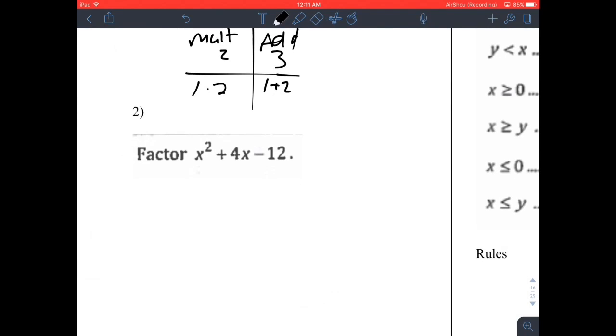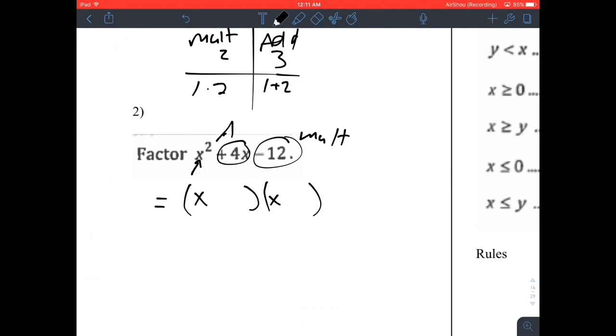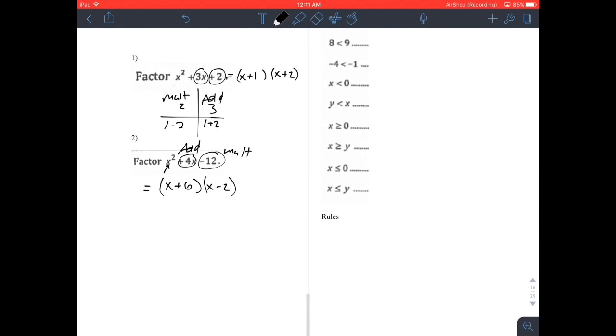Number 2, once again, if you're lucky enough the lead coefficient is 1, these are easy to factor. If you're not so lucky, they're not easy to factor. It's going to be two binomials. Split the x squared apart at the beginning of each binomial. Two numbers that multiply to get negative 12, and the same two numbers add to get 4. So that would be a plus 6 and a minus 2. Done.